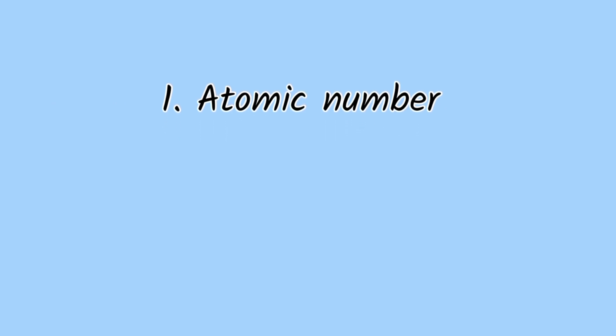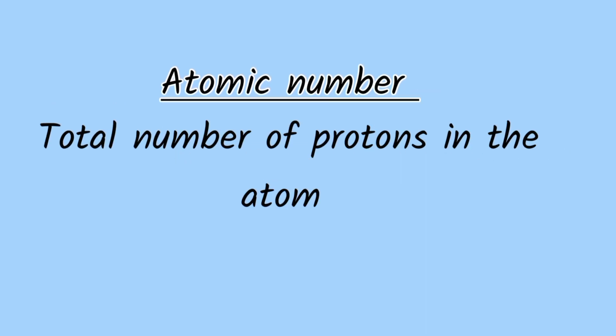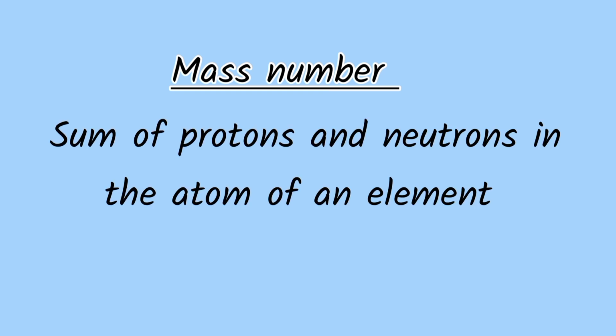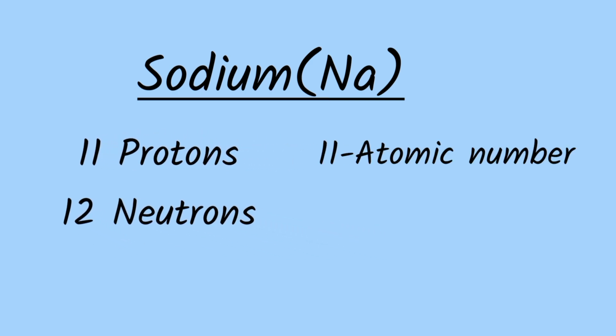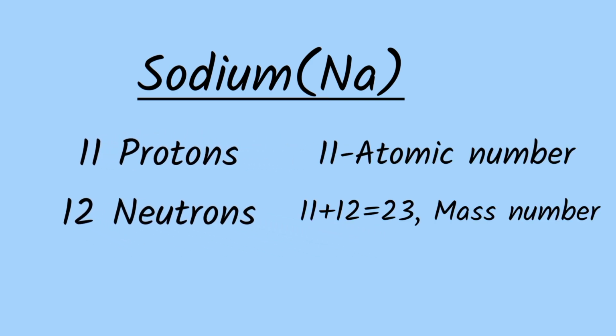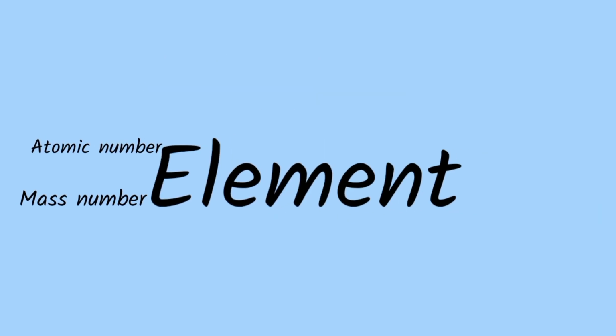Every atom has two numbers, the atomic number and the mass number. The atomic number refers to the total number of protons in the atom. The mass number, on the other hand, refers to the sum of protons and neutrons in the atom. For example, let's say an atom of sodium contains 11 protons and 12 neutrons. 11 becomes its atomic number and 11 plus 12 becomes its mass number. To represent the two values, they are written this way.